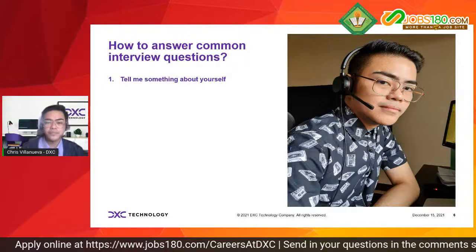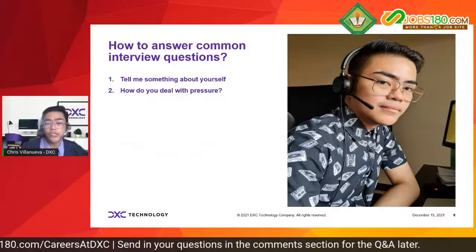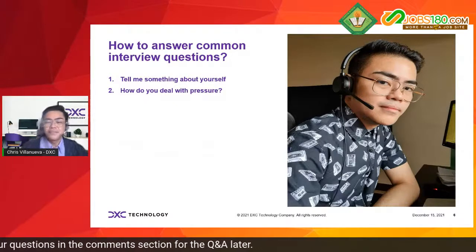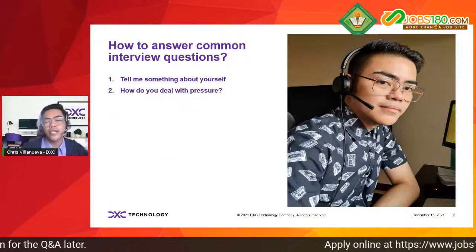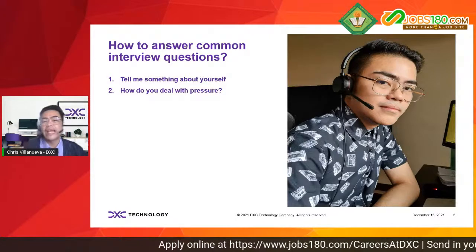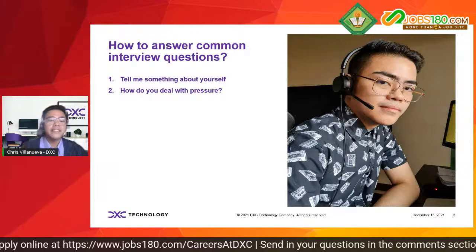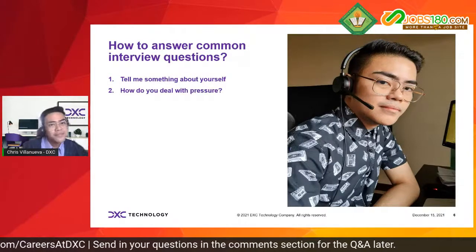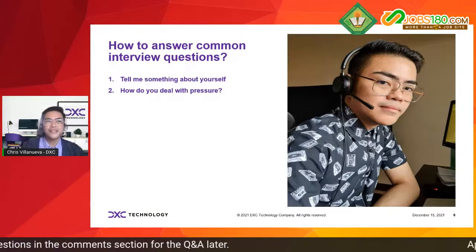Second part is how do you deal with pressure? So just like what I've mentioned in the previous slide, this is a question that requires a scenario for us interviewers to have a picture of how you were able to handle that situation. So in this part, emphasize the positives of working under pressure. After all, a reasonable amount can push you to achieve your goals. So let's be honest.